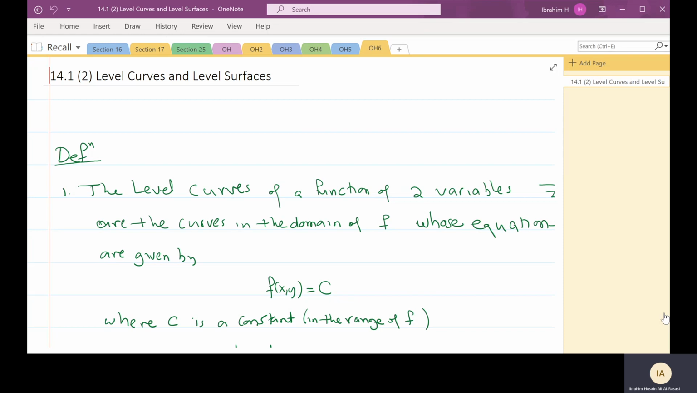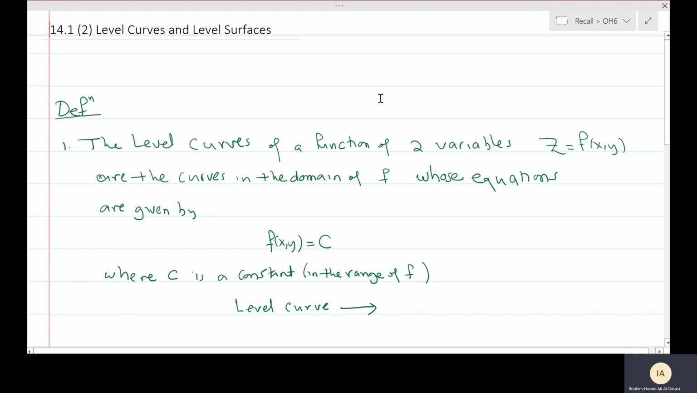So I will do this in two stages. First I will give the definition, and then I will give an example. Then I will make a clarification of the definition. For now, just try to read the definition and apply it, and then we'll give its real meaning. So we have level curves and level surfaces.